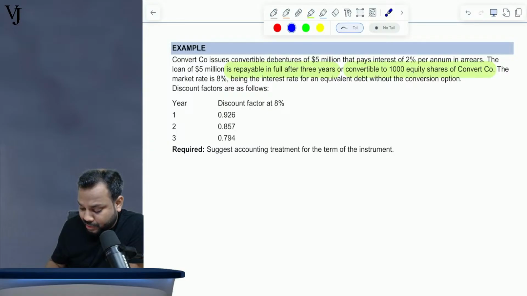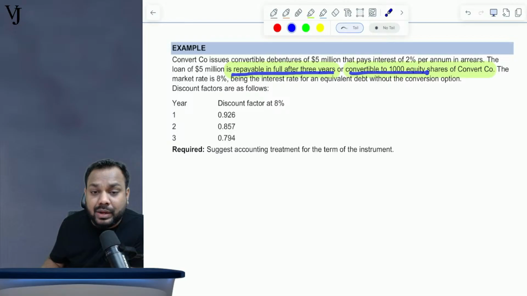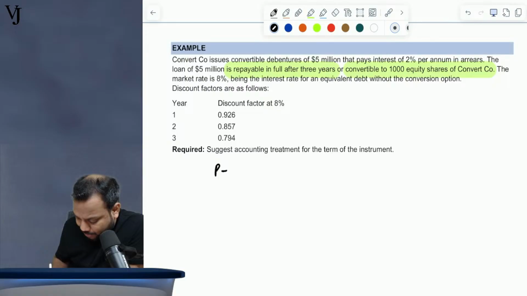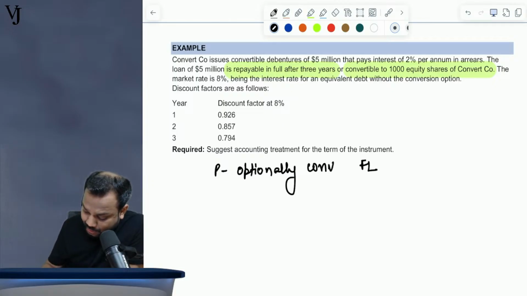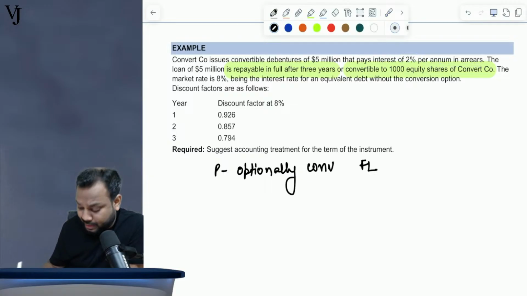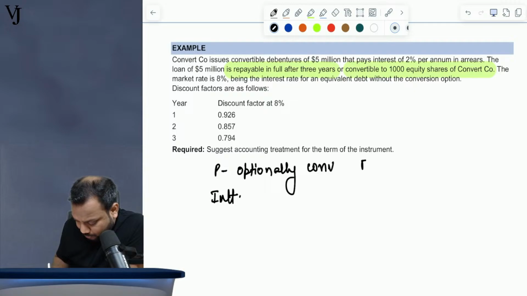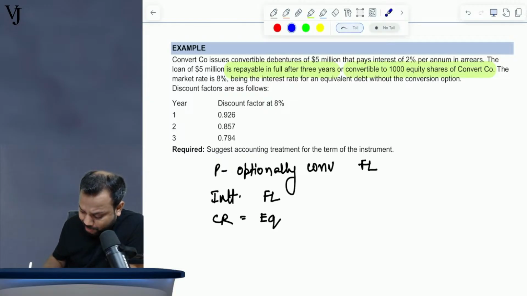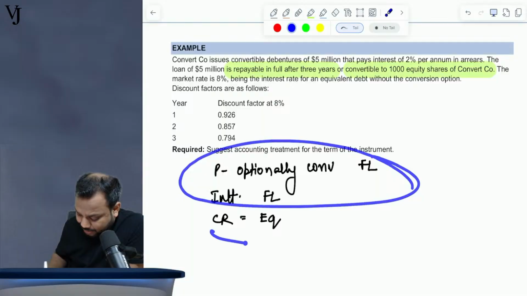Now, what happens here? It is either repayable or convertible, meaning it becomes optionally convertible. So understand, principal is optionally convertible, hence it is a financial liability. Now, this interest of 2% has to be paid in arrears, meaning it has to be paid monetarily. So interest is also a financial liability, and the conversion right will always be equity. So principal and interest are financial liability and the conversion right is equity.